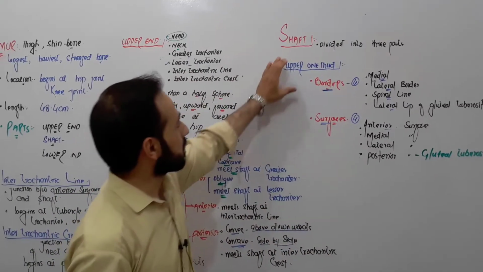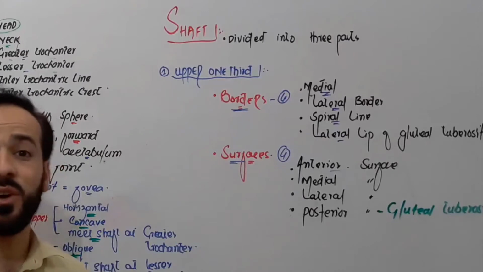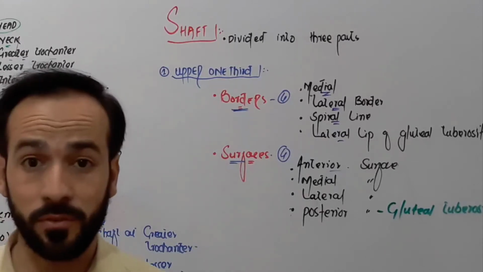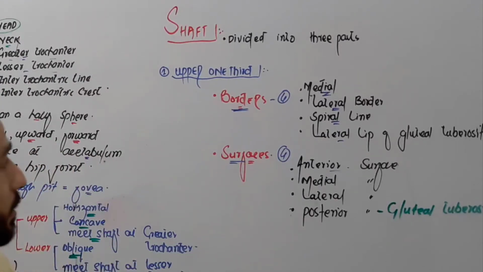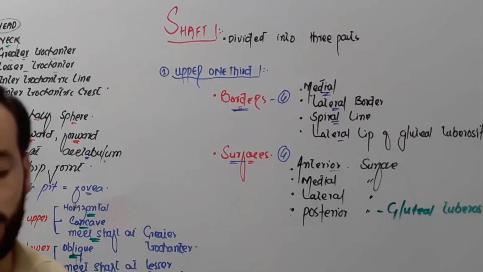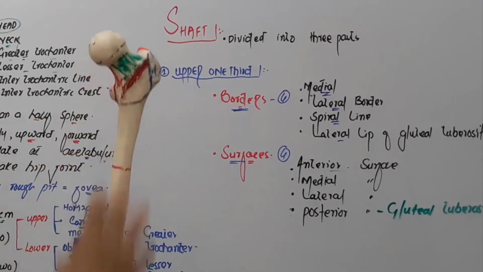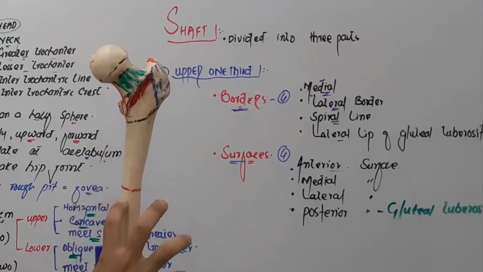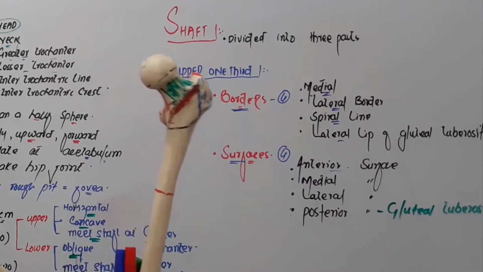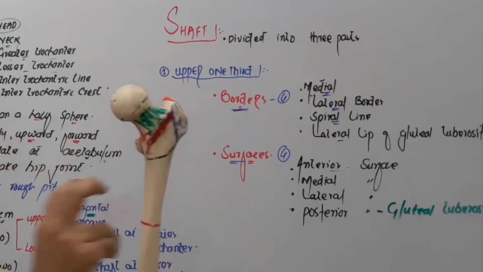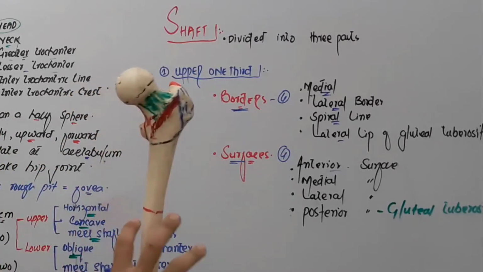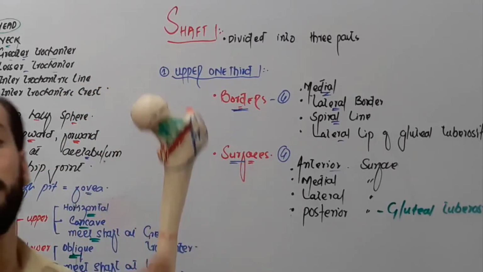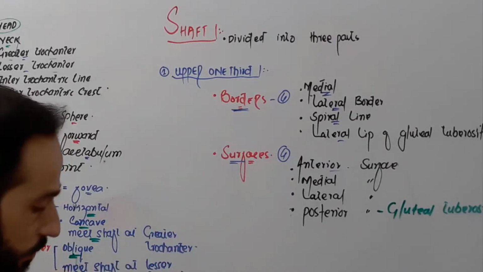You know that we have discussed the upper one third of the shaft of the femur bone. Now in this lecture we are going to discuss the middle one third. As I have told you, the shaft of the femur is divided into three parts: the upper one third, the middle one third, and the lower one third. We have discussed two lectures about the upper one third. Now let us discuss the middle one third of the shaft of the femur.